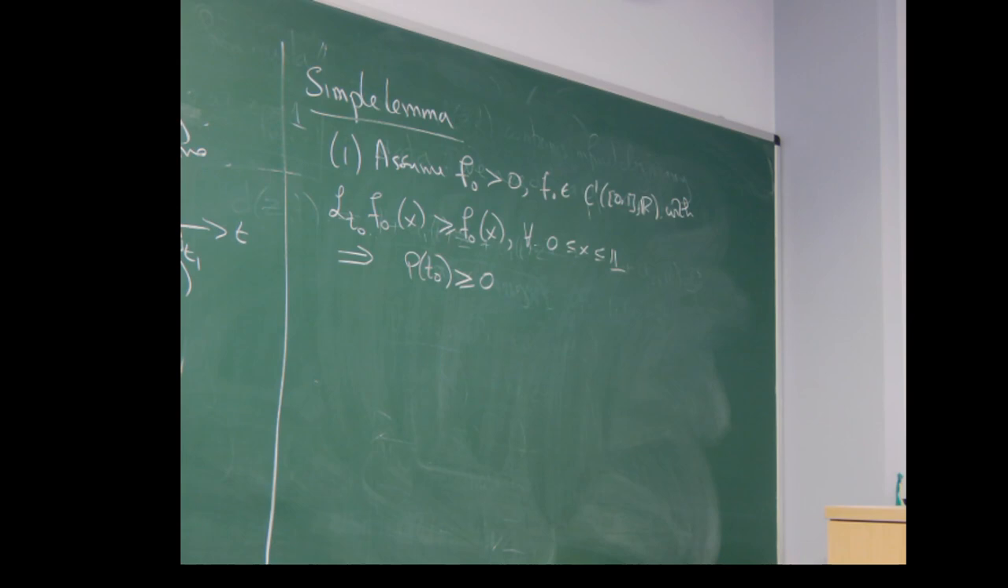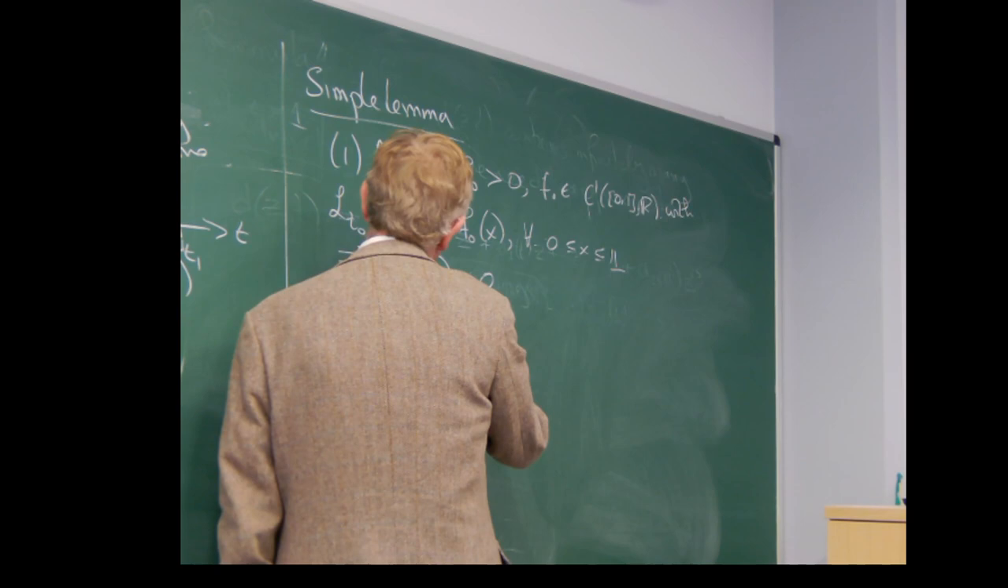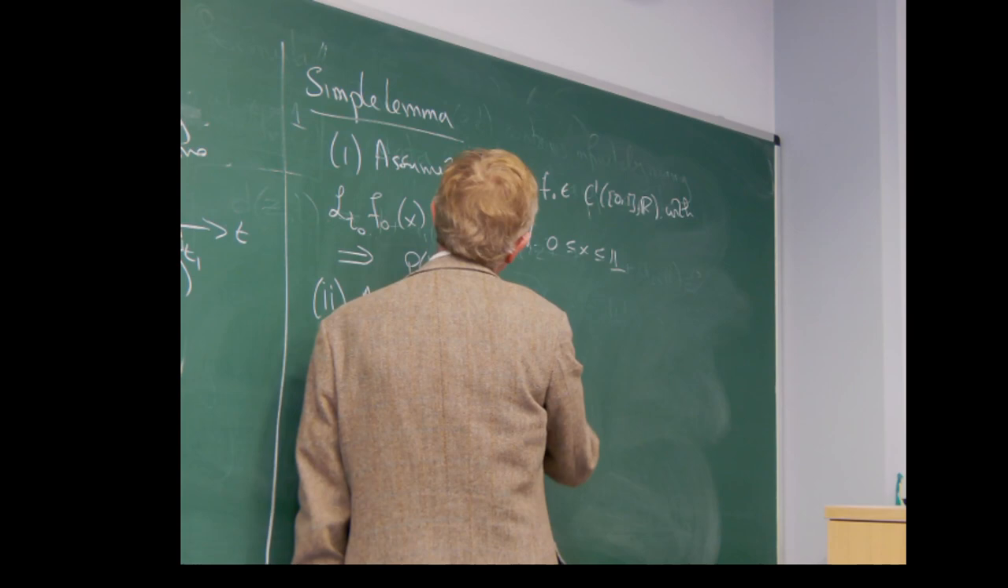And similarly, if I wanted to prove that t1 had the property that the pressure was smaller than 0 at that value, let's assume that there exists a function f1. It's going to be positive. I'm going to assume that f1 is a C1 function.